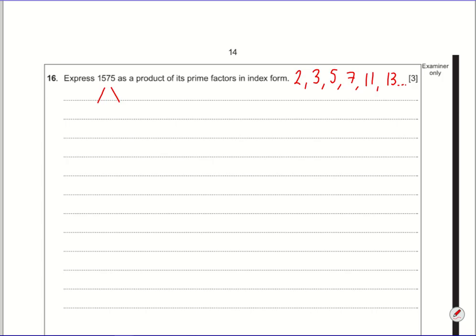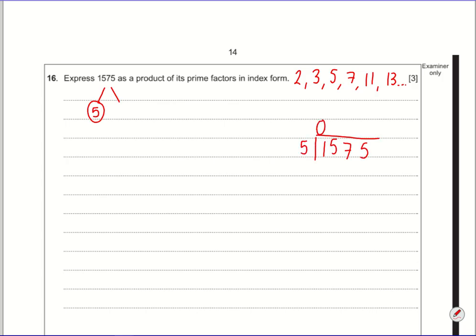I like to use 2, 3 and 5 as much as possible. 2's not going to work. 3, I don't know if it's going to work or not. I'm sure that 5 will, because the number ends in a 5. So I'm going to divide by 5 first. It's a non-calculator paper. I don't know what that is divided by 5, so I'll just do some long division over here to make sure I don't do something silly.